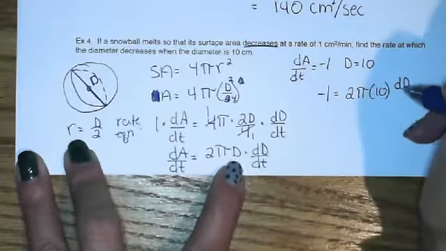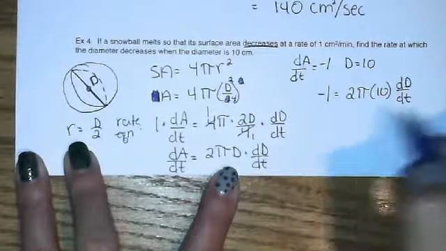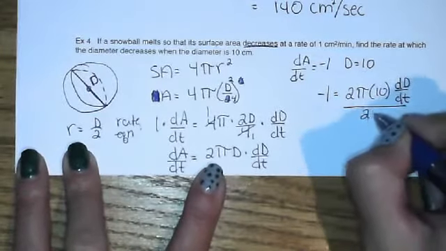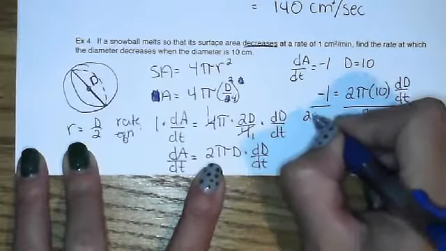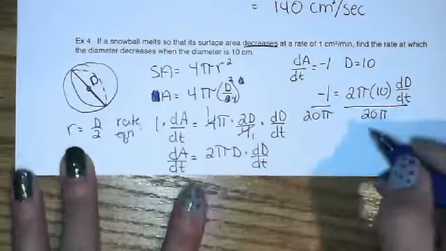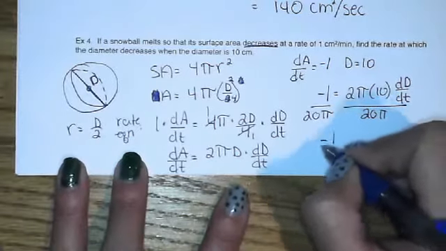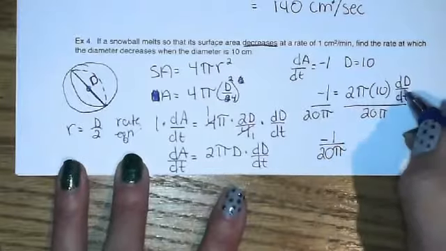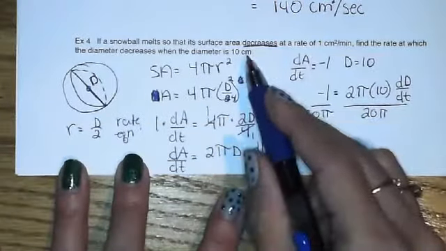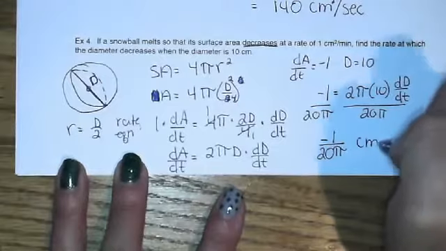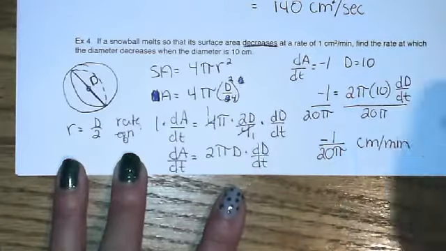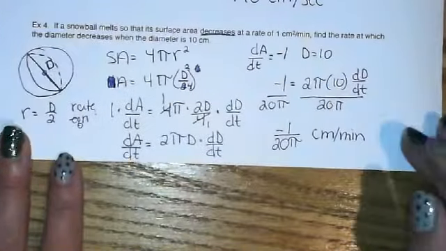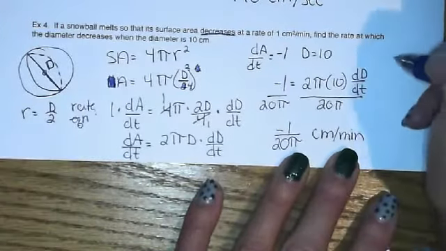Now if we substitute these two values in, dA/dt is your -1, 2 pi, the diameter is 10, and then our rate that the diameter is changing. This is going to be 20 pi, so I'll divide by 20 pi. Again, I don't have a calculator here, so I'm just going to leave it as this fraction. Don't forget a label. The units on diameter are centimeters per minute, because it's a rate.